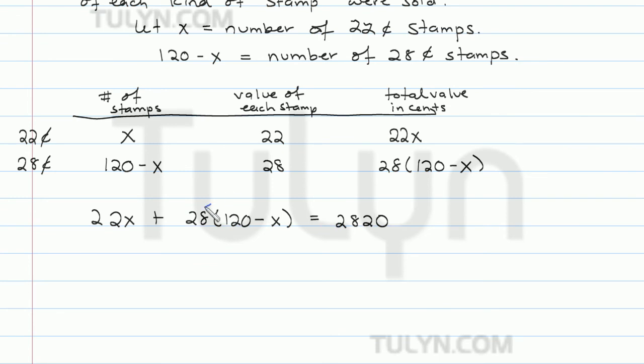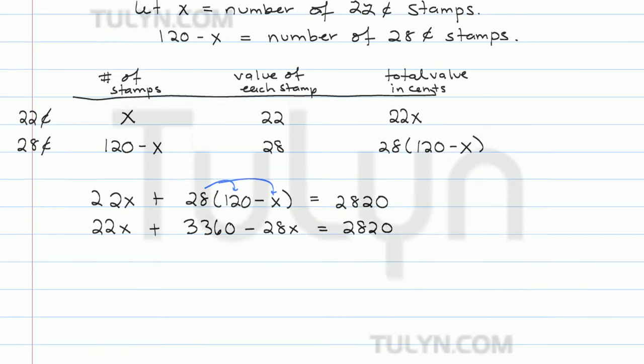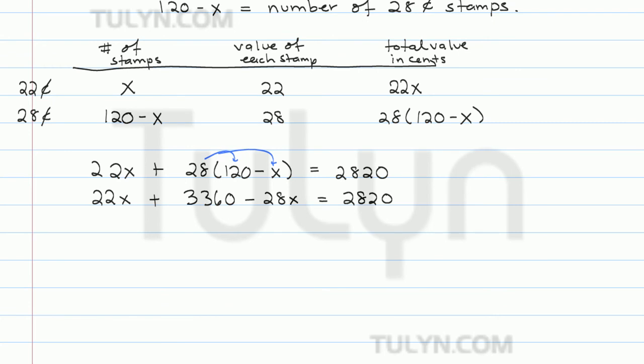So the first thing I want to do is distribute this 28 into this difference. So I get 22X plus 3,360 minus 28X, and that's equal to 2,820. So now, combining like terms, we have negative 6X plus 3,360 is equal to 2,820.